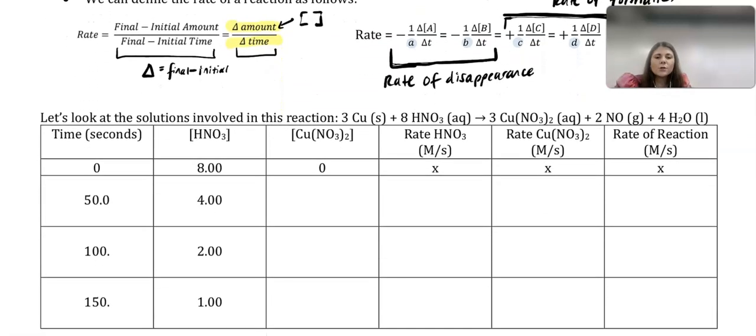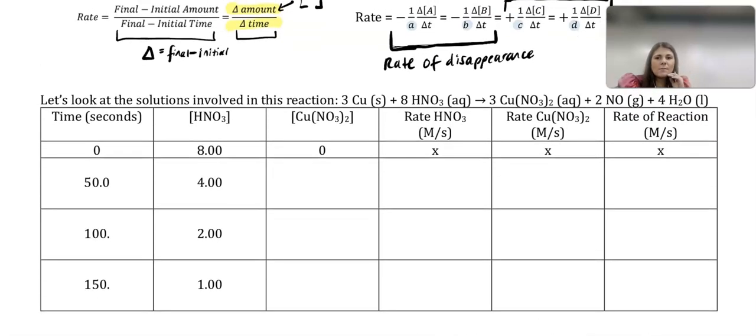So going back to the reaction that we were talking about on the previous page, the percent of copper in brass lab. This is just some, I wouldn't say fake data, but we're going to analyze this data. So this data was collected at 50-second intervals. So I have time 0, 50, 100, and 150.